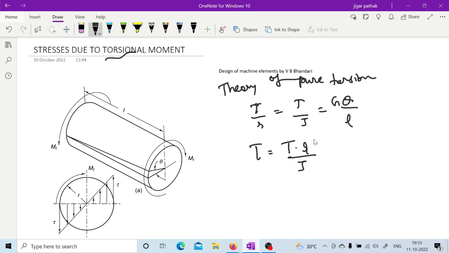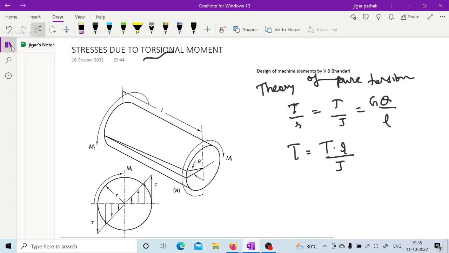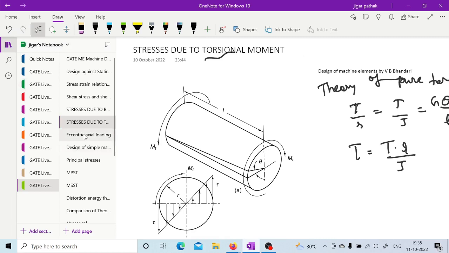After putting the values of the polar moment of inertia for different cross sections, you can calculate that theta for different cross sections, right? So this is again one type of stress which can be present in your machine element, like this torsional moment, stress due to torsional moment. Previously we have seen the stress due to bending moment.